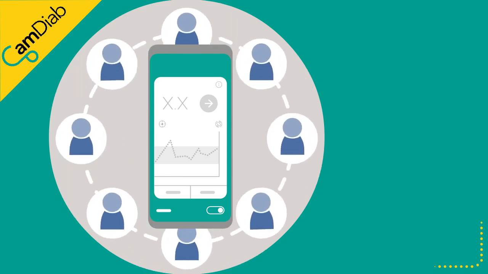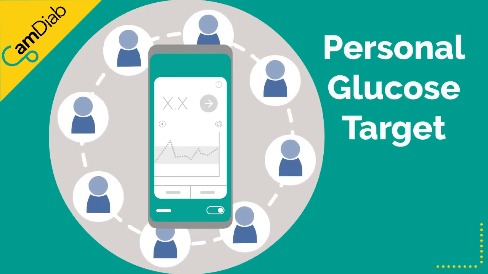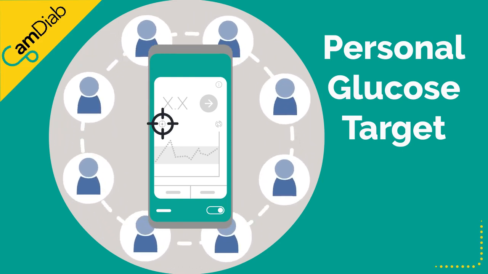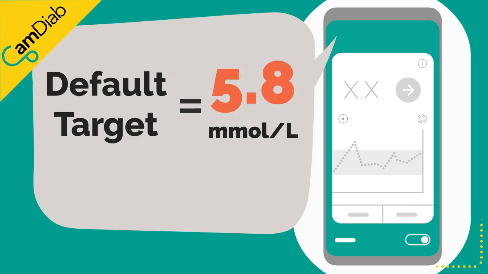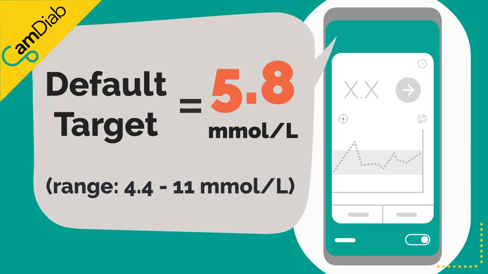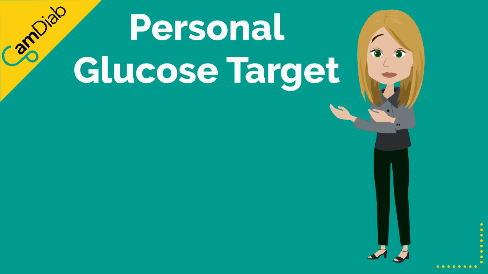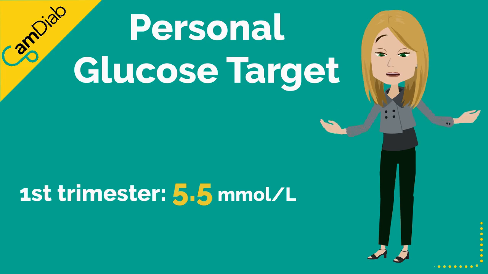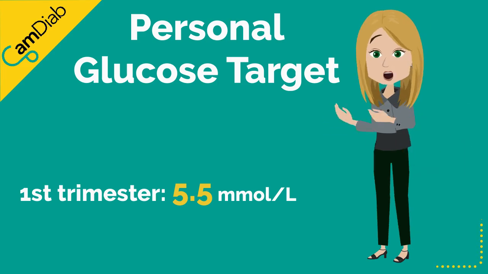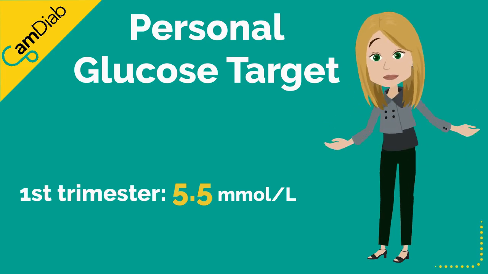CamAPS FX's personal glucose target controls the level the algorithm is aiming to achieve when auto mode is on. The default target is 5.8 millimoles per liter. You are able to set this target anywhere between 4.4 and 11 millimoles per liter across the 24 hours of the day. In the first trimester, when the risk of hypos is higher, the personal glucose target is commonly set to 5.5 millimoles per liter.